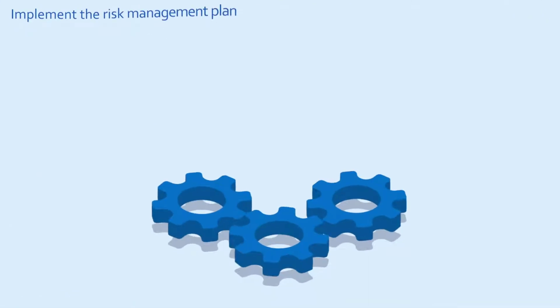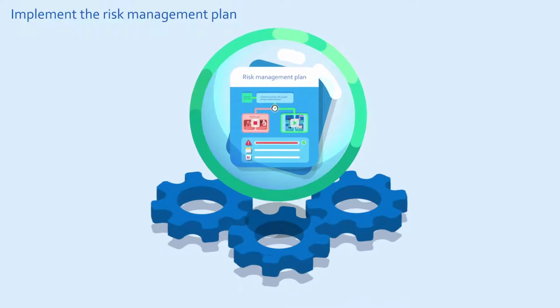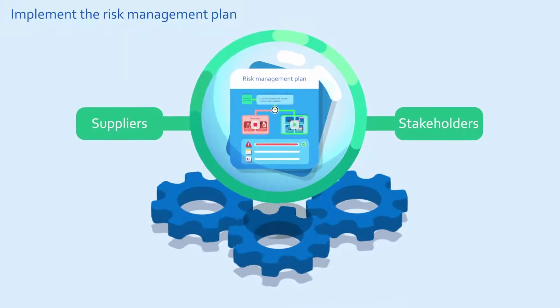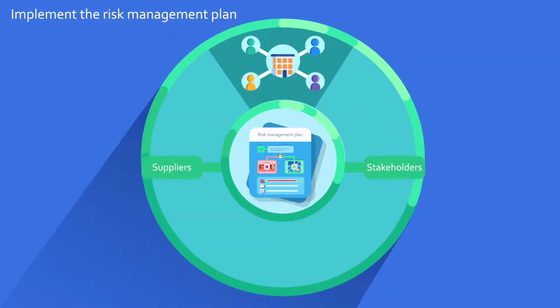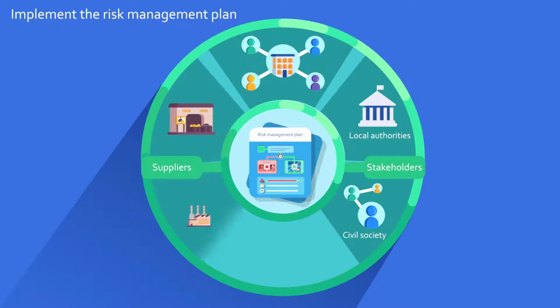Then, implement your risk management plan. To implement it successfully, engage with suppliers and stakeholders. Include any stakeholders who are affected, local authorities, and civil society. Use your influence through business associations, multi-stakeholder initiatives, and engage with the local government.